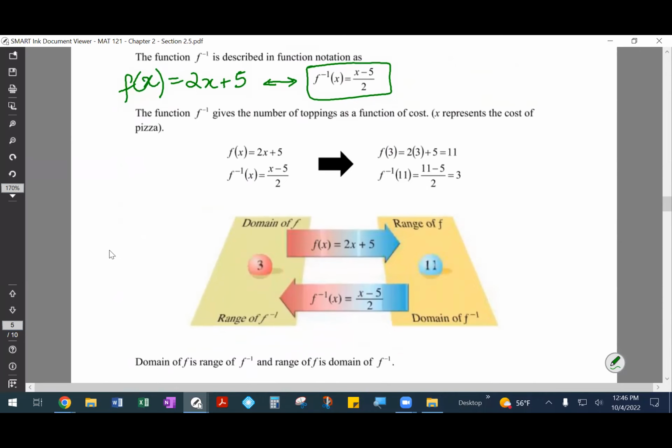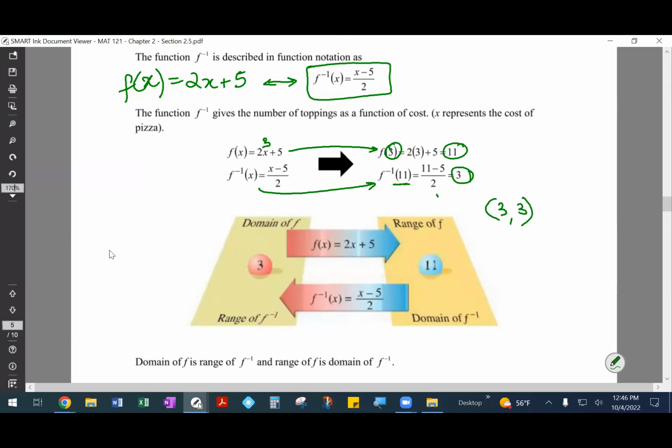And they're showing you what happens when you start out with a value for x in the original function. So if you take your original function, replace the x with 3, that means you are going to have 2 times 3, which is 6. 6 plus 5 gives you 11. Take that 11, put it inside your inverse function. So that would be 11 minus 5, which of course gives us 6. 6 divided by 2 gives us 3. So you end up with the same number where you started out.